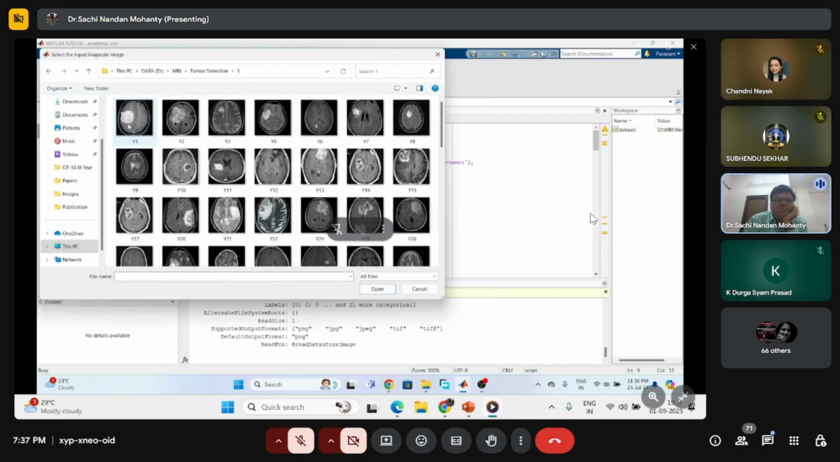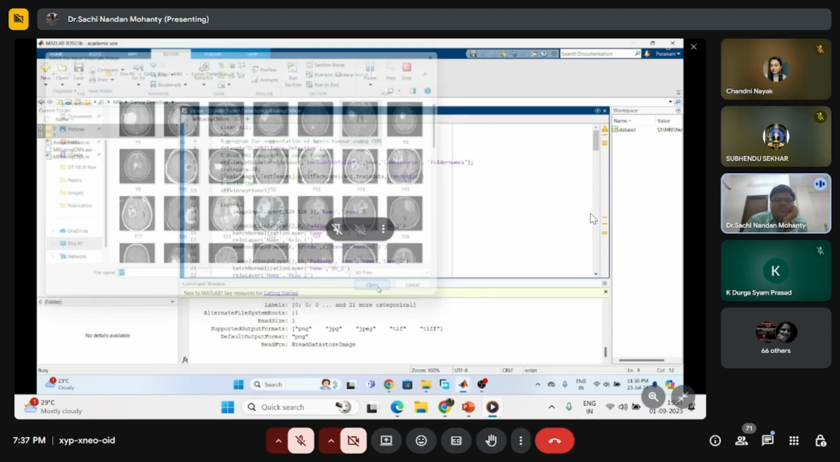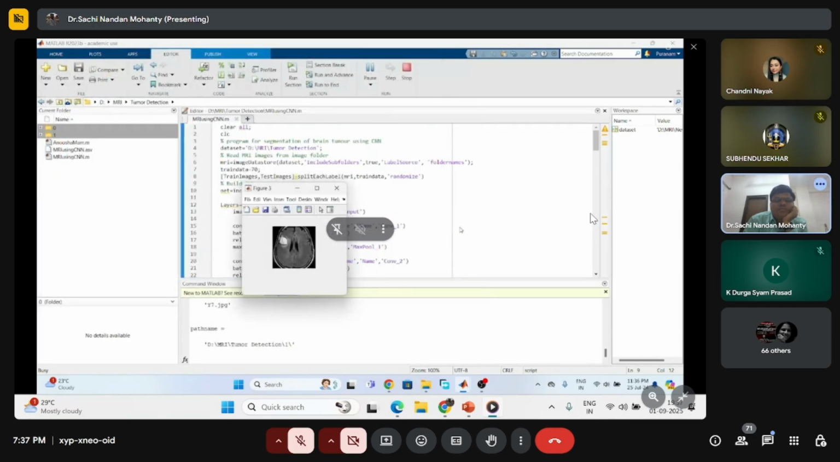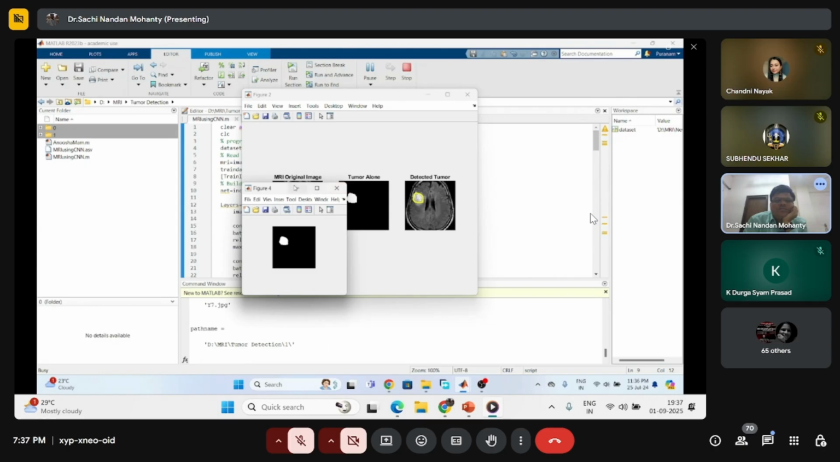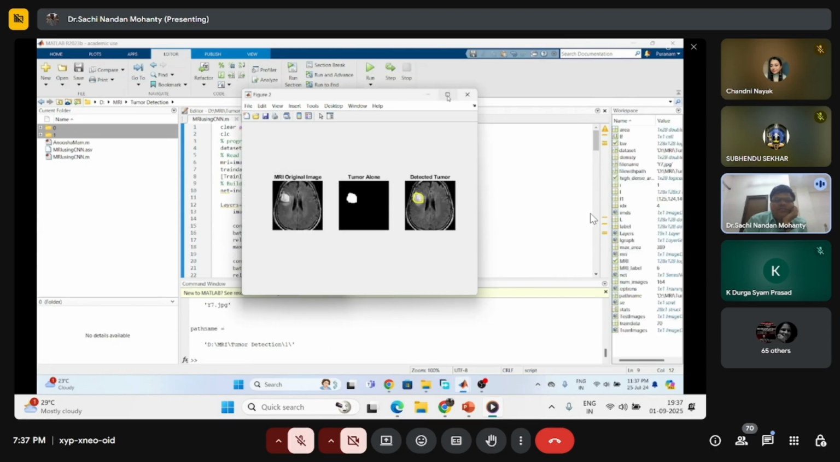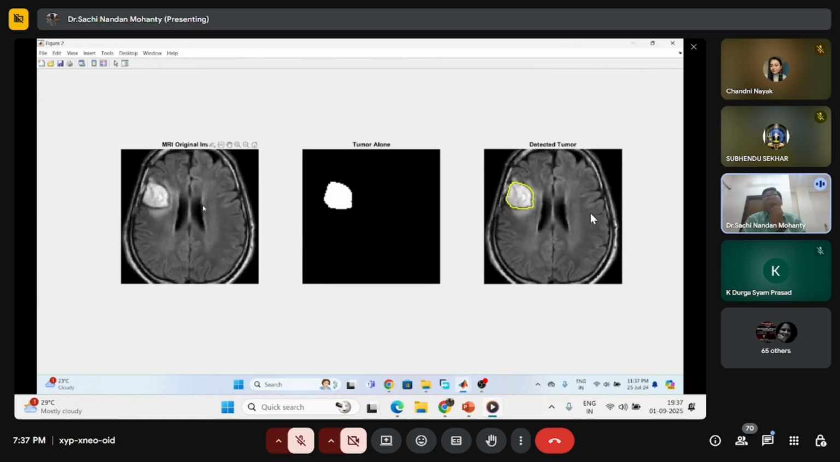Now if I select the tumor part, let us suppose this one, Y7, is a tumor image. If I open it, see, this is how it will show: the MRI original image, the tumor alone, and the detected tumor. You can see the MRI original image, tumor alone, and detected tumor.